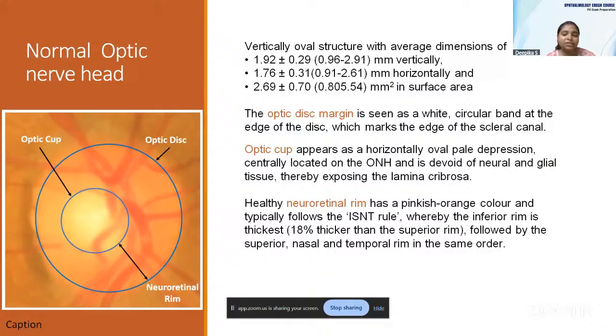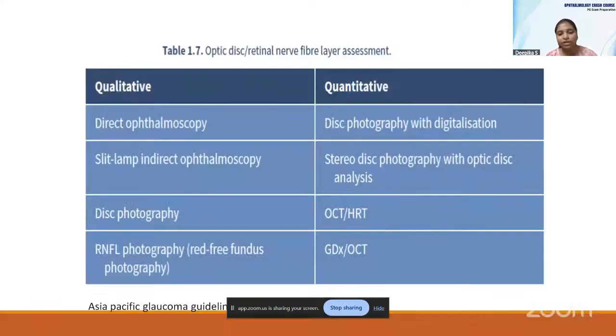The optic cup is the central depression in the optic disc, which is devoid of neural and glial tissue, thereby exposing the lamina cribrosa. A healthy neuroretinal rim is pinkish orange in color. It lies between the optic cup and the optic disc margin. So it typically follows the ISNT rule, where the inferior rim is the thickest, followed by the superior, nasal, and the temporal. So how do we examine the optic disc?